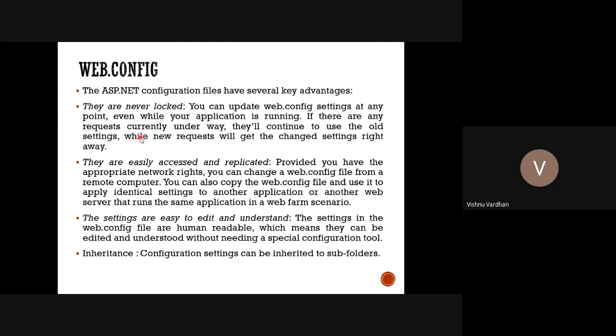If there are any requests currently underway, even though you are working on that web.config file, they will continue to use the old settings because it is actually kept in the memory. As soon as the file is written with the new changes, the new requests will get the changes immediately. So this happens so transparently that users don't even know that your database has changed or that you have changed some settings. Maybe the session timeout has been increased by you, or some other authentication protocols have been changed by you. All these are happening without the user noticing, and that too transparently.